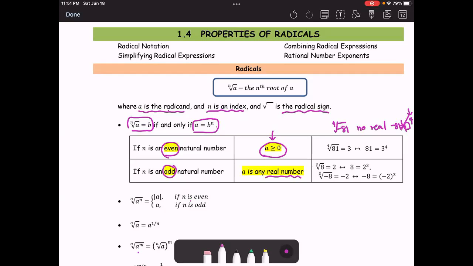For n odd, the radicand can be both negative or positive, like the examples you see in the table. The cube root of 8 equals 2. That is equivalent to the statement 8 equals 2 to the third power, because 2 times itself 3 times equals 8. The cube root of negative 8 equals negative 2 is equivalent to the statement negative 8 is the quantity negative 2 to the third power.